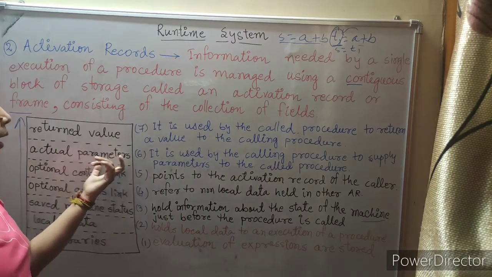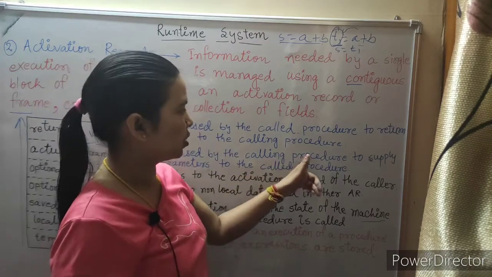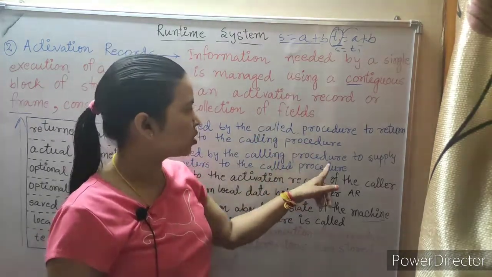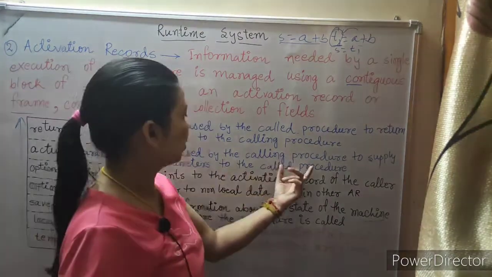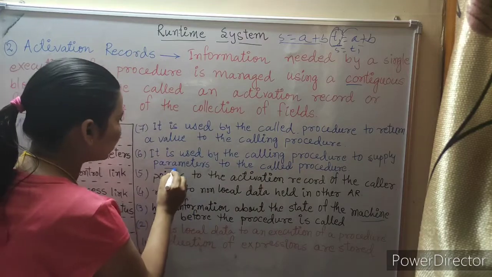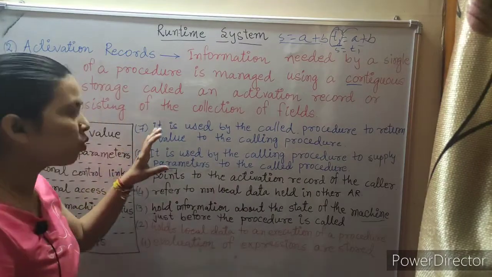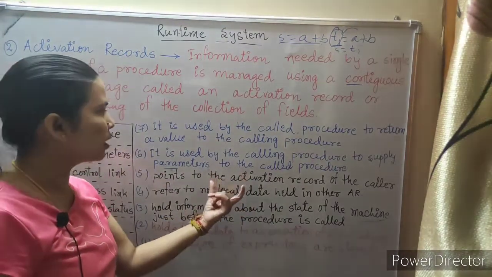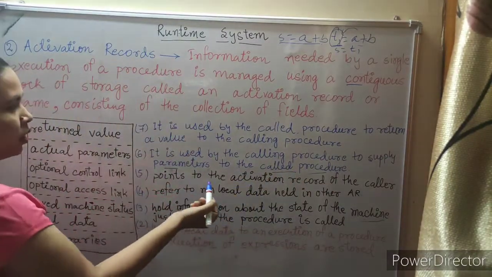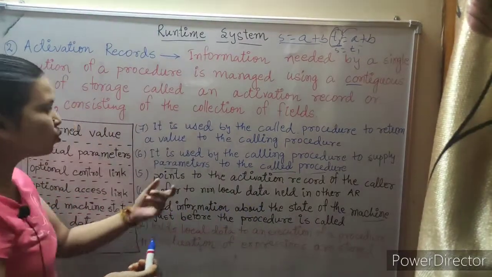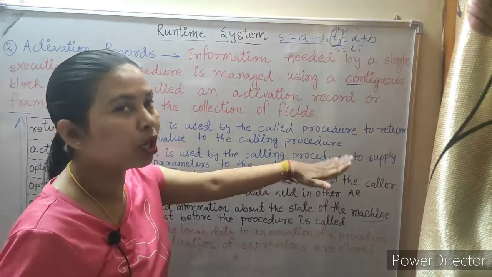Now actual parameters, that is S, A, B. They are used by the calling procedure to supply parameters to the called procedure. That means here the caller is there, and here the called procedure is there. Whenever the calling procedure supplies parameters, it supplies them to the called procedure.